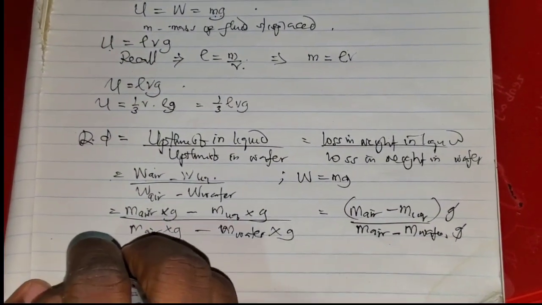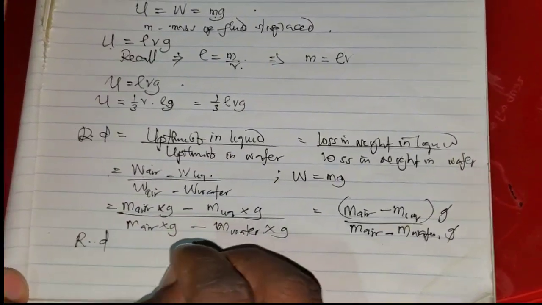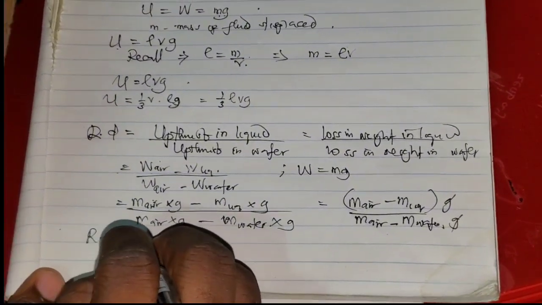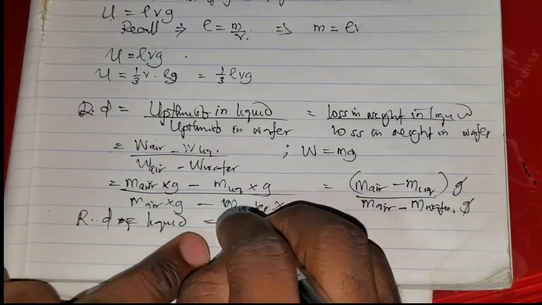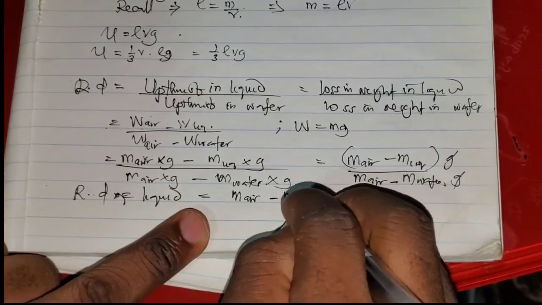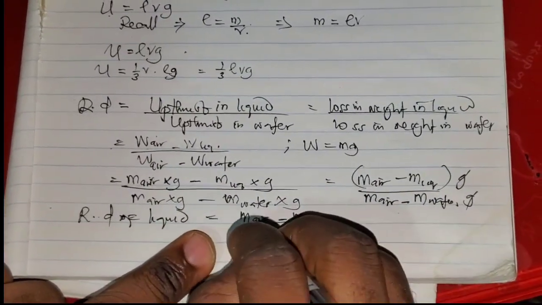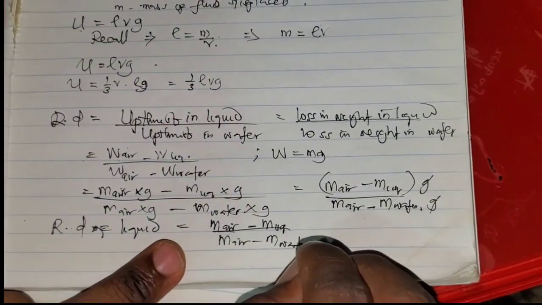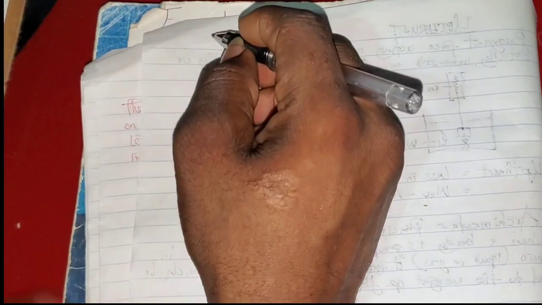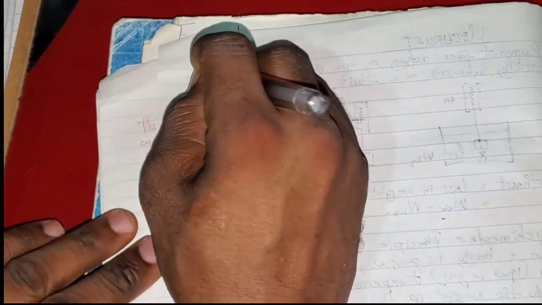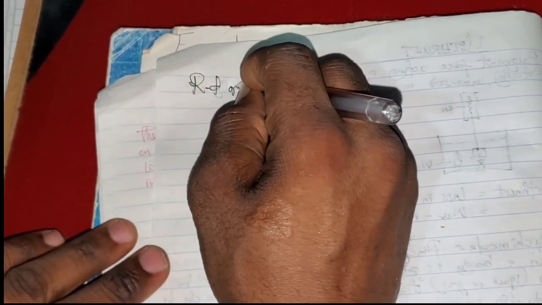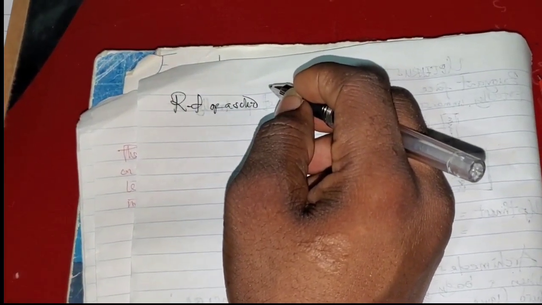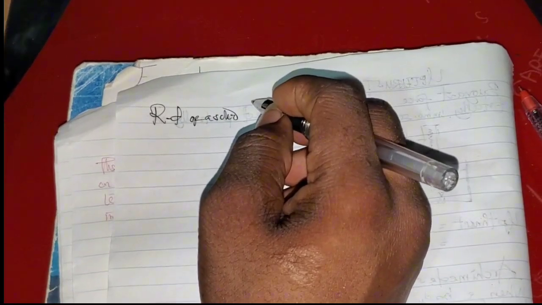So therefore we can just say the relative density of the liquid equals mass in air minus mass in liquid over mass in air minus mass in water. Sure. So if we have that, but we have relative density of a solid. For the liquid, we said it is mass in air minus mass in liquid over mass in air minus mass in water.